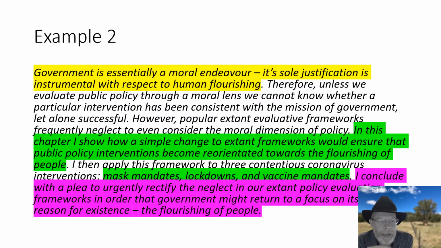Okay, now in green I start saying what I'm doing. That goes through 2 sentences. So in this chapter I show how a simple change to existing frameworks would ensure that public policy interventions become reorientated towards the flourishing of people. So my argument is that existing evaluation structures for public policy don't look at the moral dimension at all. I'm showing you how that's got to be factored into evaluative frameworks. And then in the next sentence I say specifically what I'm going to do. I'm going to evaluate from a moral perspective mask mandates, lockdowns, and vaccine mandates.